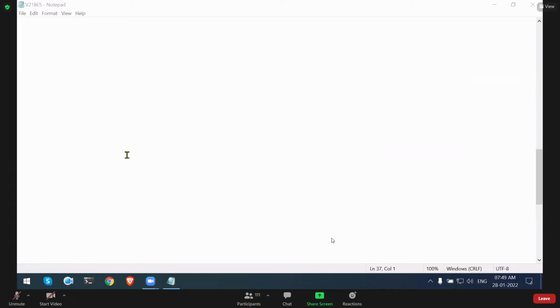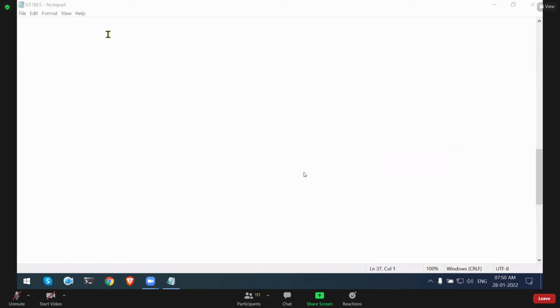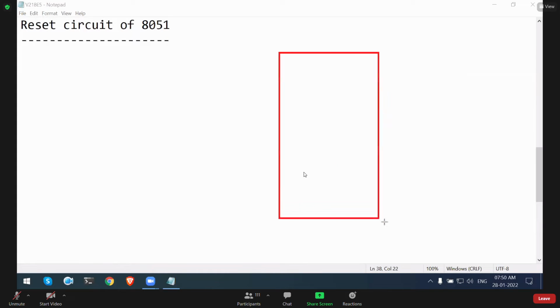Now understand this reset circuit. It is very difficult to provide 5 volt and 0 volt on the reset pin manually, and that's the reason we have a reset circuit. This reset circuit of 8051 is recommended by Intel. Intel said to use the reset circuit and give the proper resistor and capacitor values. It is an RC circuit, we can say. So the reset circuit looks like this.